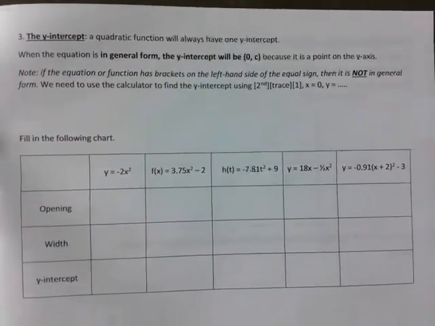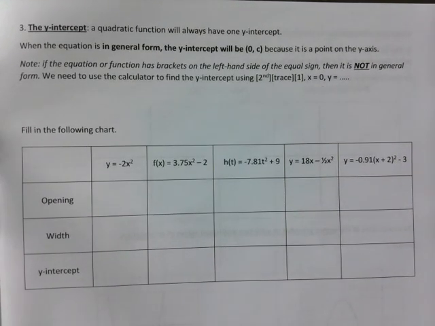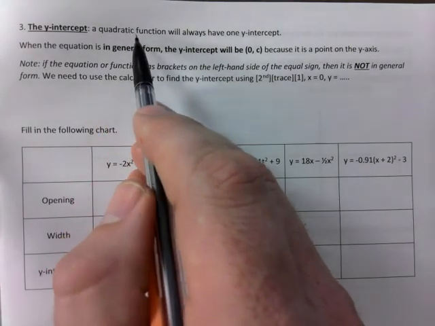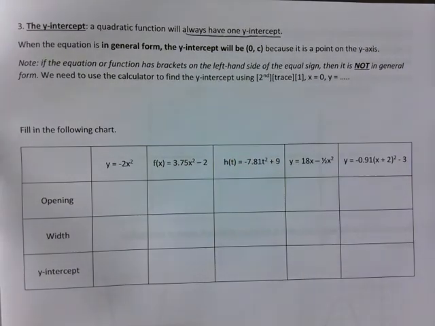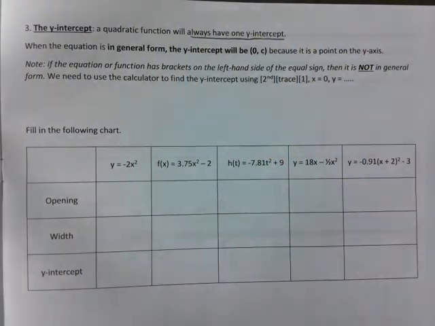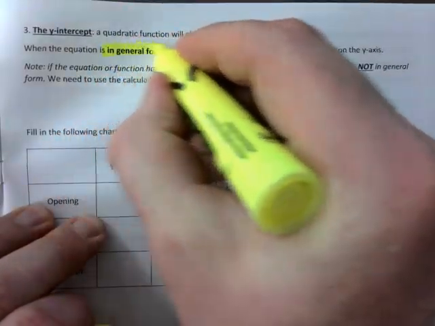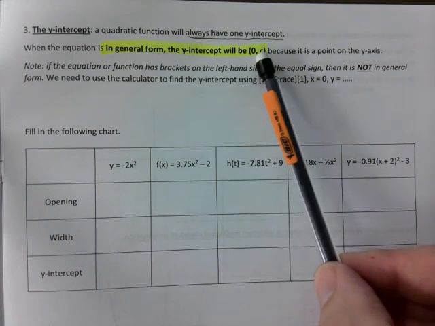Next point, the y-intercept, and I already talked about this. Notice that a quadratic function will always have one y-intercept. It has to have a y-intercept because at some point, if it opens up, it's going to hit the y-axis. When the equation is in general form, the y-intercept will be (0, c), because it is a point on the y-axis. I want you to make sure that if it's a point, you write it as coordinates, okay?